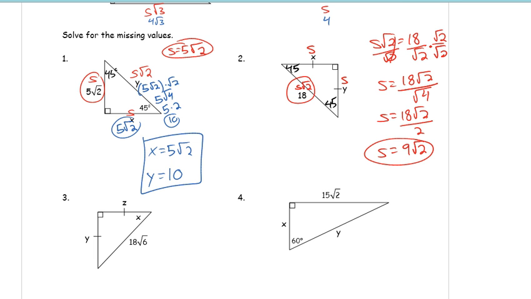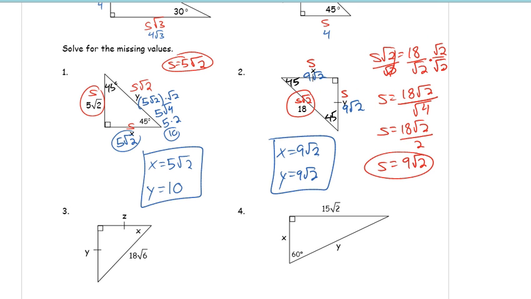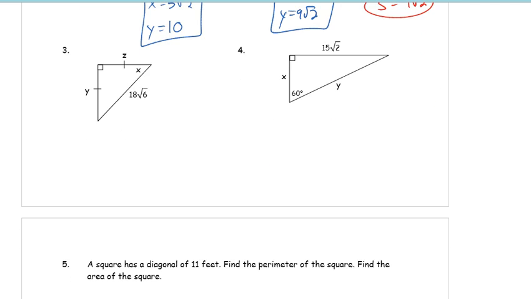And again, you're going to go ahead and plug that back in. This becomes an easy one. This side is just 9 radical 2. This side is just 9 radical 2. So x is 9 radical 2. Y is 9 radical 2. Moving right along. Same kind of idea, number 3.